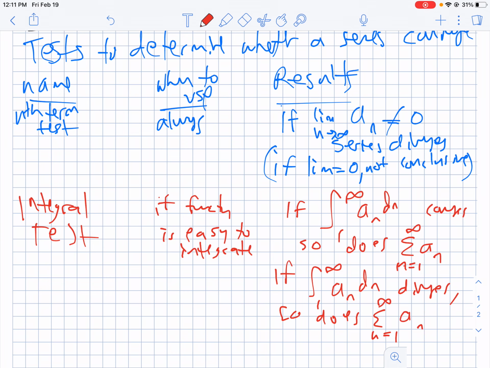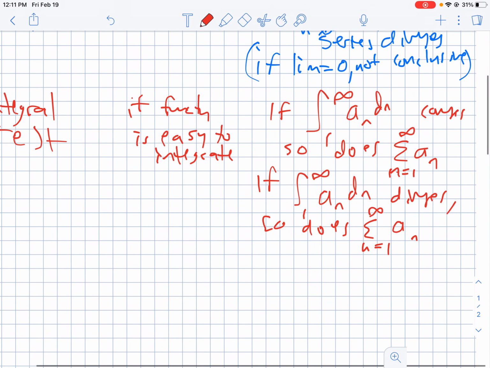Now, this is exciting because in our last chapter, we learned how to do these infinite integrals. So if you get a number, you know the series converges. If you get infinity, you know the series diverges. So this could be a really powerful test. That's the integral test. Let's go ahead and put it to use in a couple of cases.